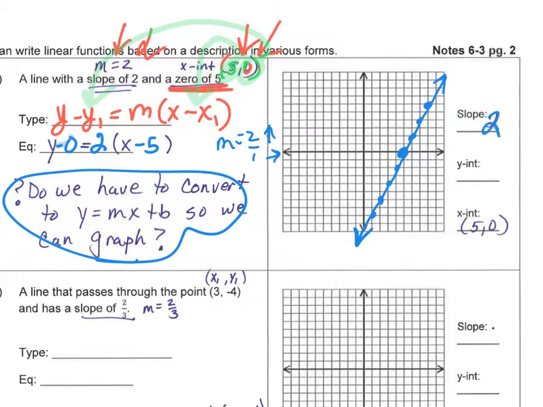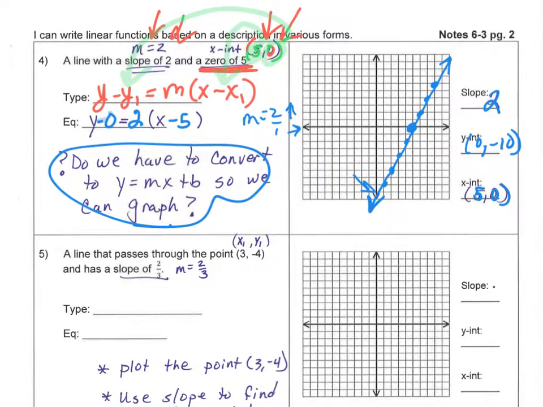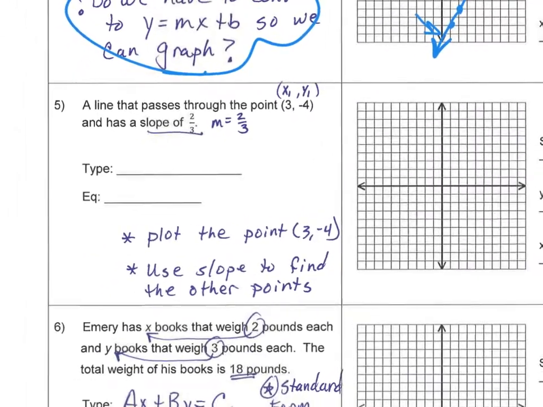And so I know the slope is 2. My y-intercept is right here, which is at 0, -10. And my x-intercept is at 5, 0. So we're ready to go. I didn't have to convert it in order to graph it. If I have the point and the slope, I can just start at the point that's given and then use the slope to find the next points.